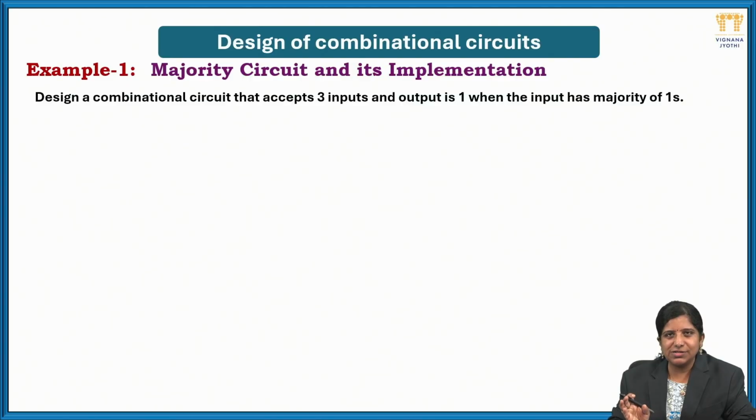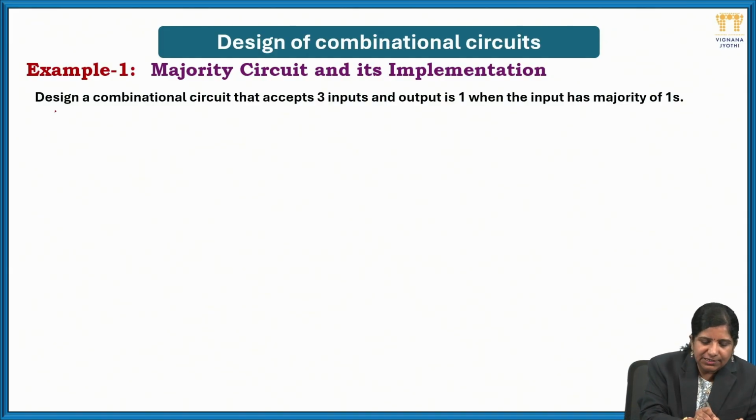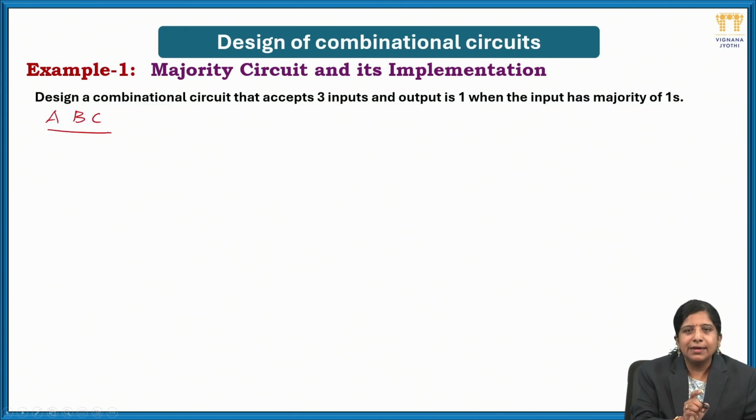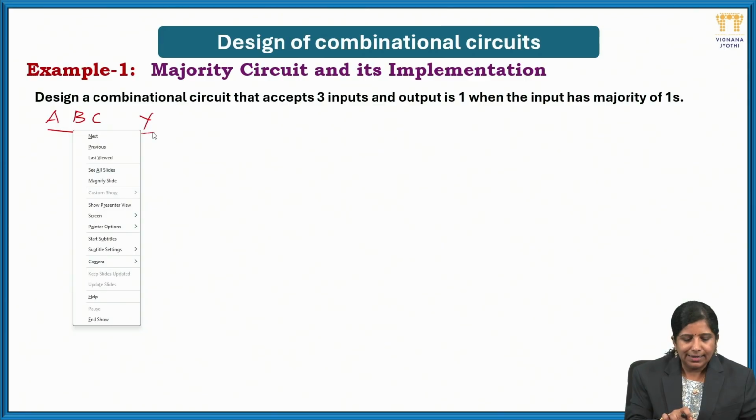You have to design a combinational circuit, and that circuit is accepting how many inputs here? 3 inputs, and the output will be 1 if the input has a majority of 1s. So as per the statement, it is very clear. First, you decide the inputs and outputs. In the statement, it is clearly mentioned that it requires 3 inputs. I am taking A, B, C as the 3 inputs. Then how many outputs are there? Clearly in the statement it is mentioned the output will be 1 when the input consists of a majority of 1s, that means you have only a single output, that is Y.